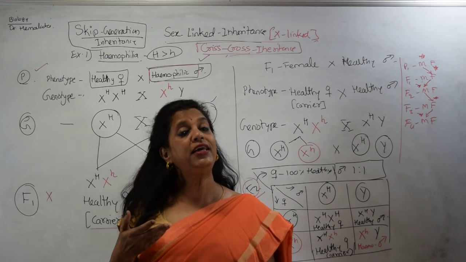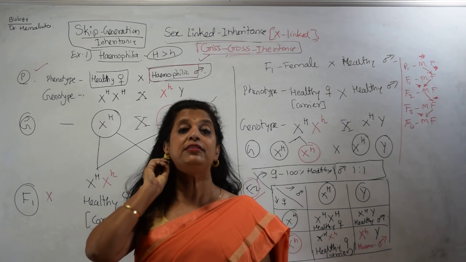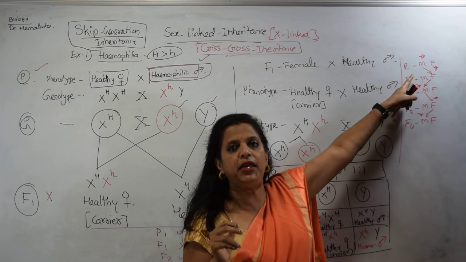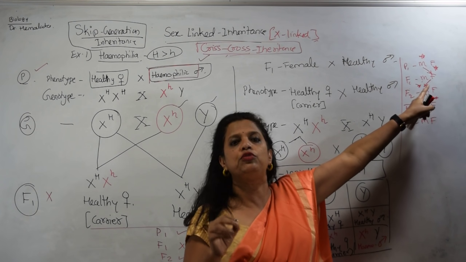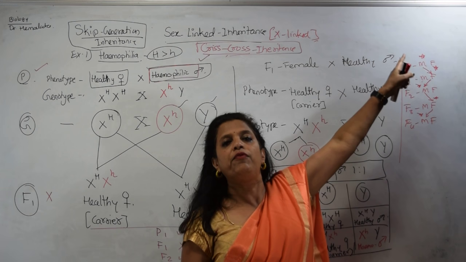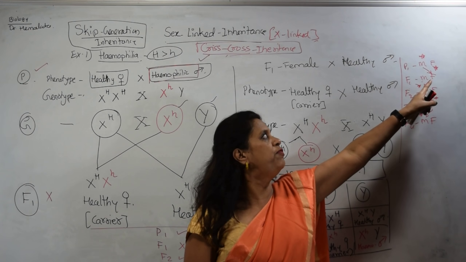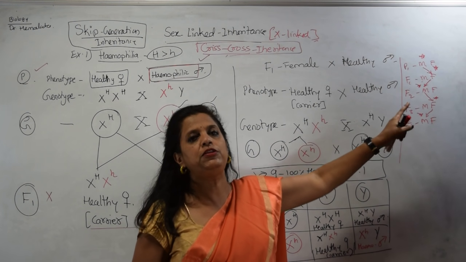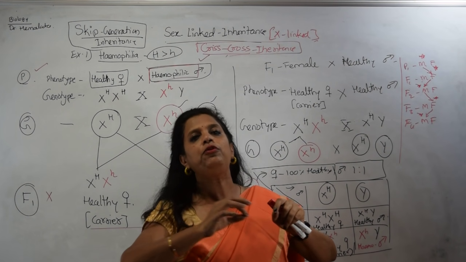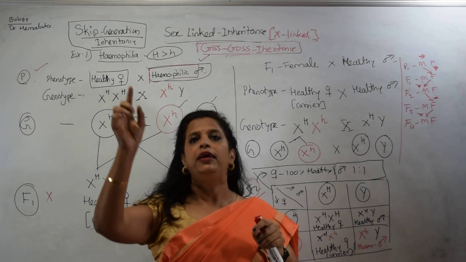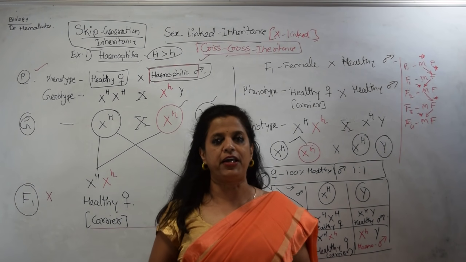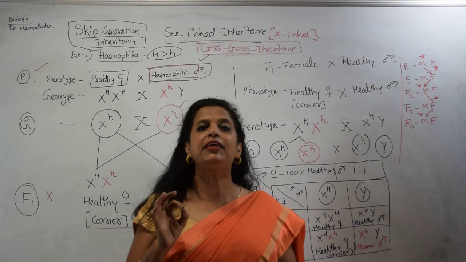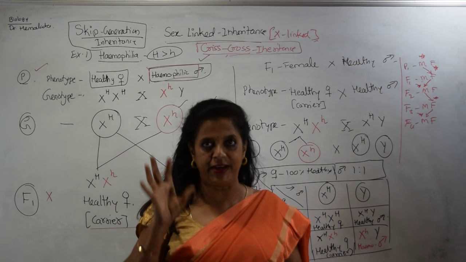But what is the next thing? Crisscross inheritance. What is crisscross? If in the parental generation it is found in males, in the F1 generation it comes to the female. The gene will transfer from males of one generation to the female of the next generation. Then from that female it will go to the third generation's male. Then male to the female of the fourth generation. Like that it transfers in a zigzag fashion or crisscross fashion. Therefore, we call it a crisscross type of inheritance.